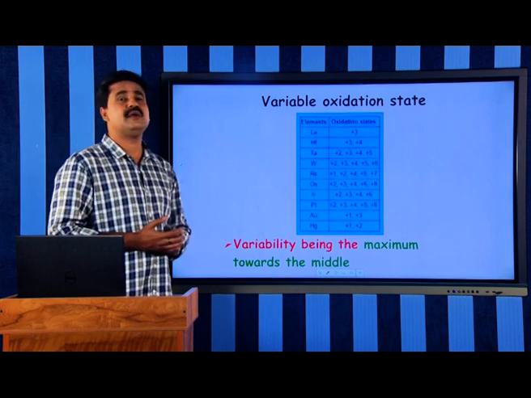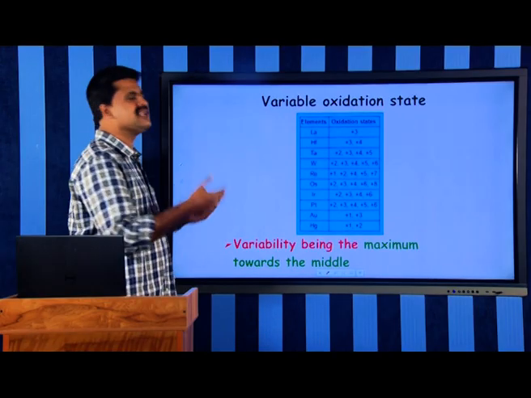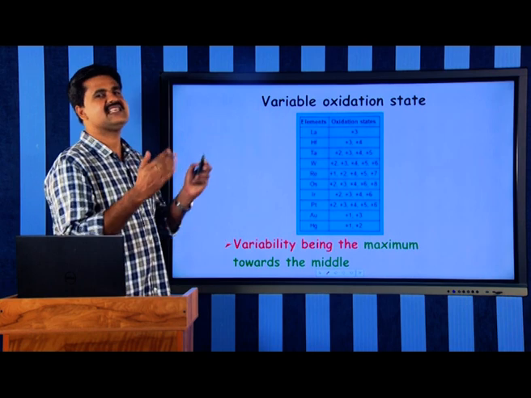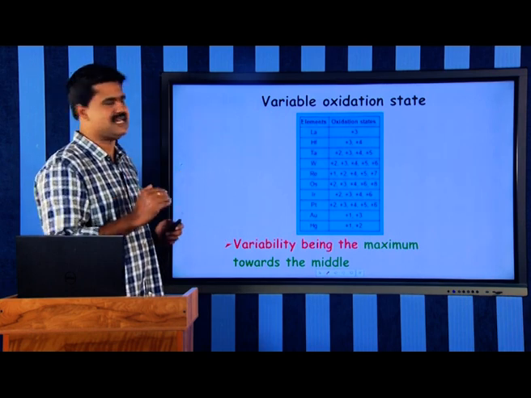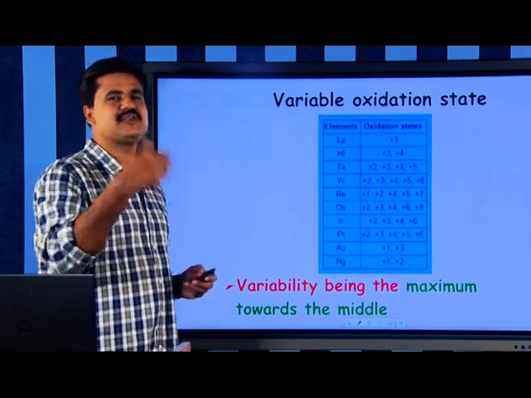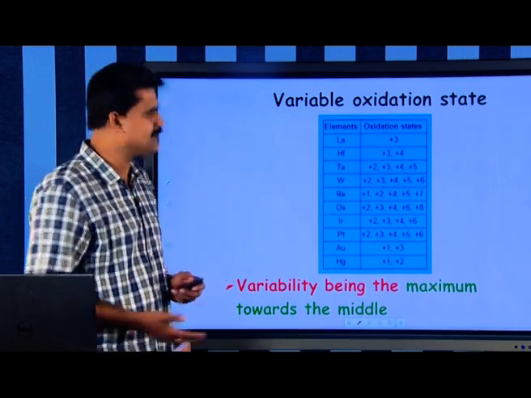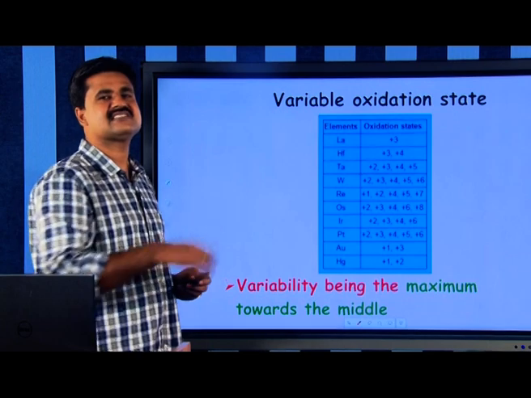Now variable oxidation state. Variable oxidation state is a very common property among d block elements. Hence, the 5d series is also not an exception. Here also we see variable oxidation states, as we learned in the case of the 4d series. Here also the variability of the oxidation state is maximum towards the middle. That is, for lanthanum and for mercury, the first and last elements, the different oxidation states are minimum. But for the middle elements like tungsten, rhenium, osmium, iridium, etc., the maximum different oxidation states are there.